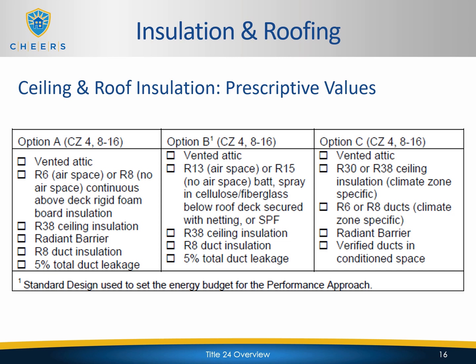For option C, which is the ducts in conditioned space, we're going to do that vented attic. We don't have the requirement for the roof deck insulation, so we're just going to be either at an R30 or R38 for the ceiling insulation. That's going to be climate zone specific, and we'll look at that here in a second. R6 or R8 ducts, again climate zone specific, and then radiant barrier and verified ducts in conditioned space. And for that, you're going to do a leakage to the outside, and you cannot leak more than 25 CFM. So a little bit different than options A or B.